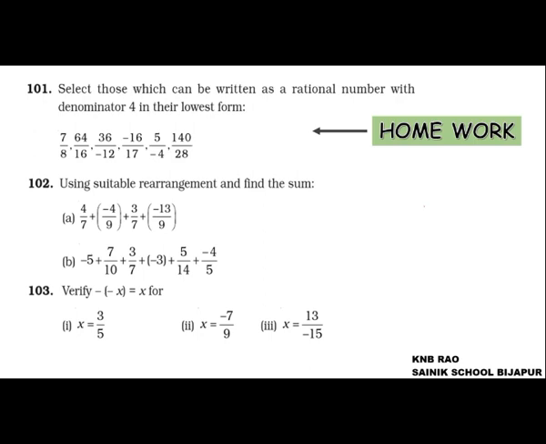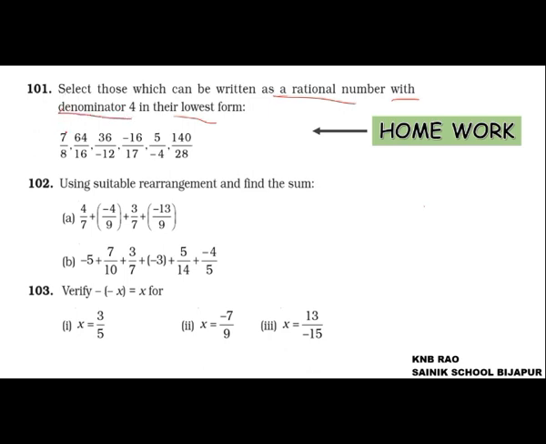Students, in this 101 question which I have given you as homework, select those which can be written as a rational number with the denominator in the lowest form or in their least form. That means when we write the given rational number in the least form, will it be a rational number with the denominator 4? This is the question.